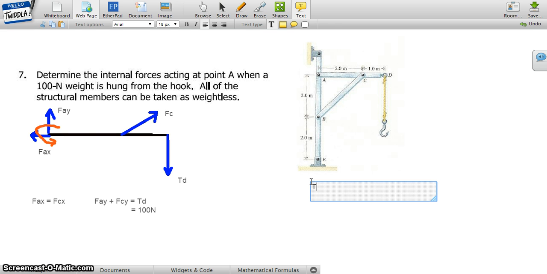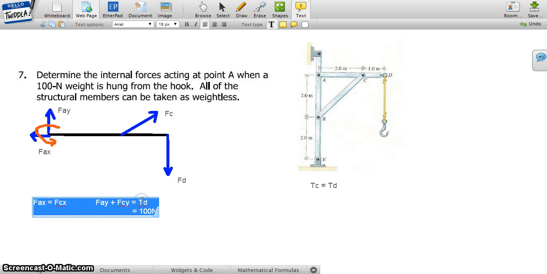And the net torque would be the torque at C must be equal to the torque from D. Oh, that's unfortunate. I think I need to come over here and change something. I'll call this force at D. Come over here and change this too. Okay.